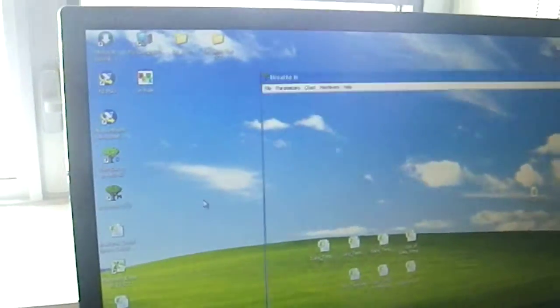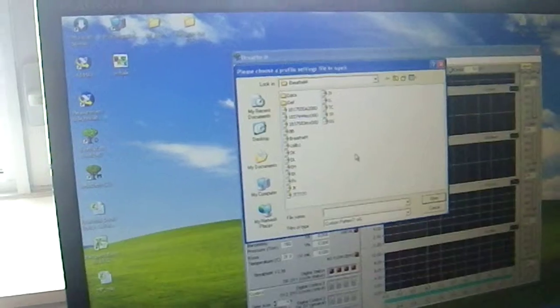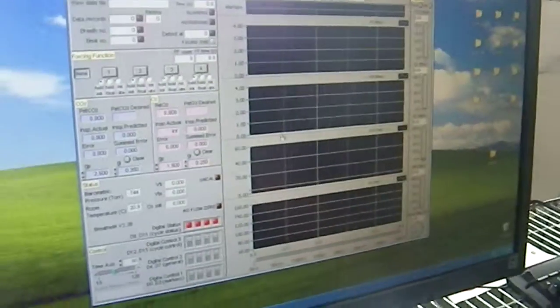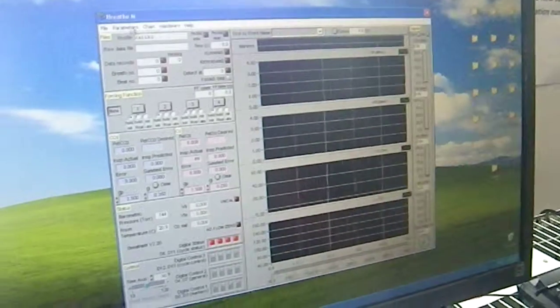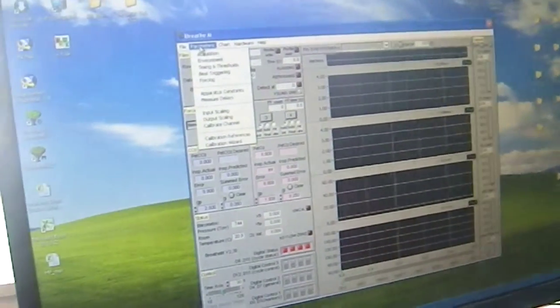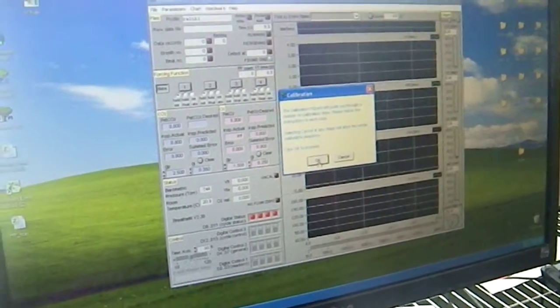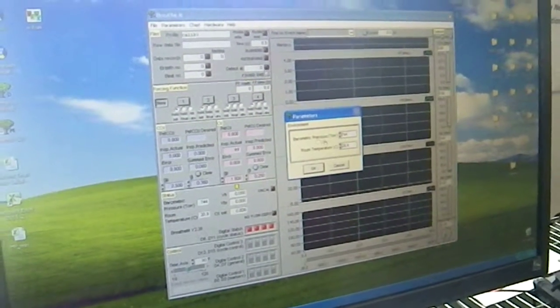Okay, so you use breath M to do your stuff. I just use calibration 1 typically to open that. So to start the calibration, we'll go parameters, calibration wizard. Here you just hit OK. It'll ask for the barometric pressure and the room temperature. So I mean, you know where to get those.